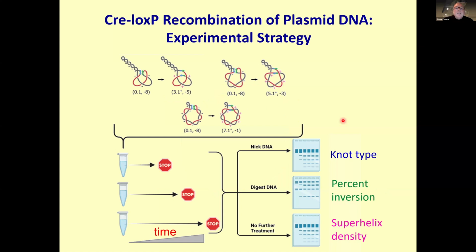And what we did was to take a negatively supercoiled plasmid. A little later on, I'll show you some work involving positively supercoiled DNA. But we took the negatively supercoiled form of the plasmid and then carried out some kinetics experiments where we analyzed simultaneously knot type, recombination efficiency, or percent inversion of the plasmid, and superhelix density.